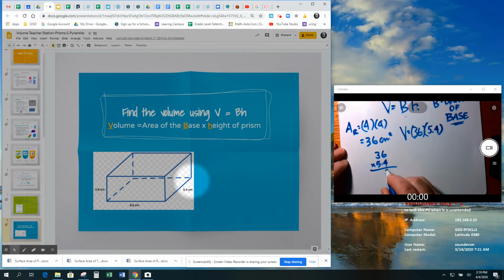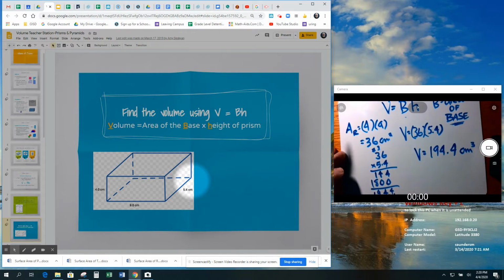4 times 6 is 24. Carry the 2. 4 times 3 is 12, plus 2 is 14. Let's start with a 0. 30. Carry the 3. 5 times 3 is 15, plus 3 is 18. So I have 1, 9, 4, 4, and 1 decimal point. So my volume is equal to 194.4, and remember, cubic units, so centimeters cubed.